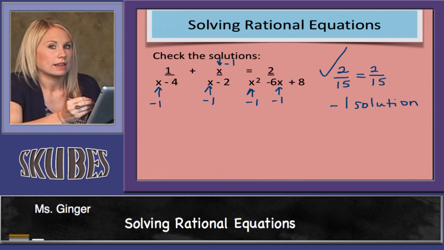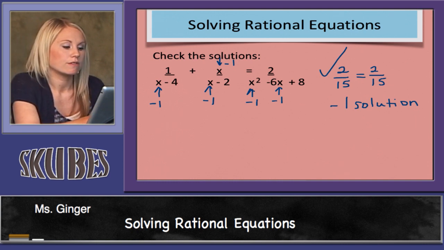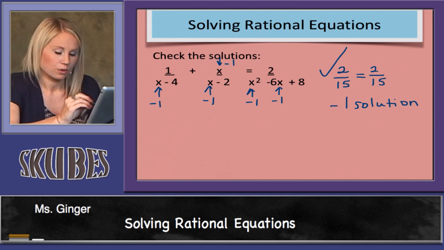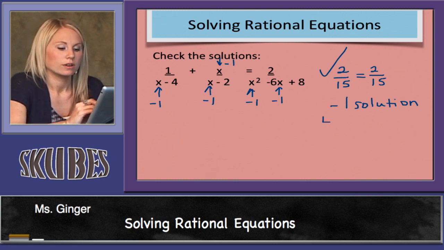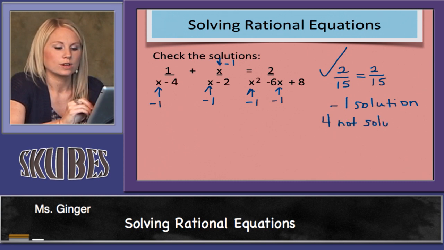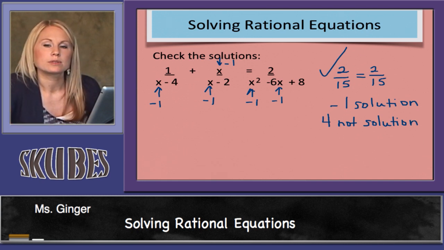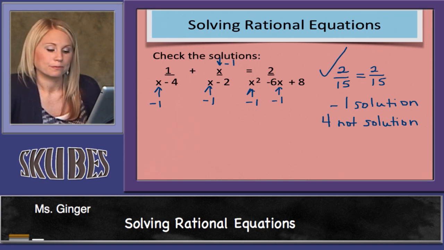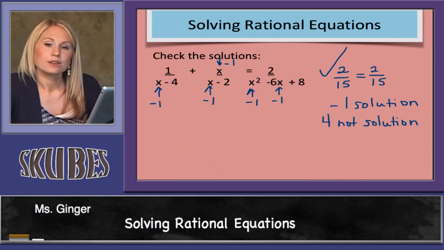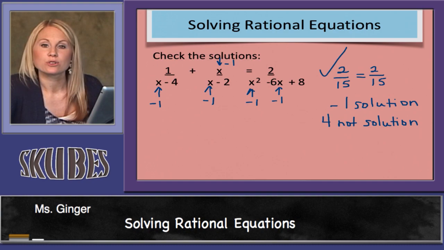But if you were to go back in and test our other number of 4 in each of these spots for x, you are going to find that you do not get a true statement. So 4 is not a solution. It is actually an extraneous solution. It is an extra false solution that sometimes comes out of the operations that were needed to carry out the problem. So this concludes our lesson on solving rational equations.